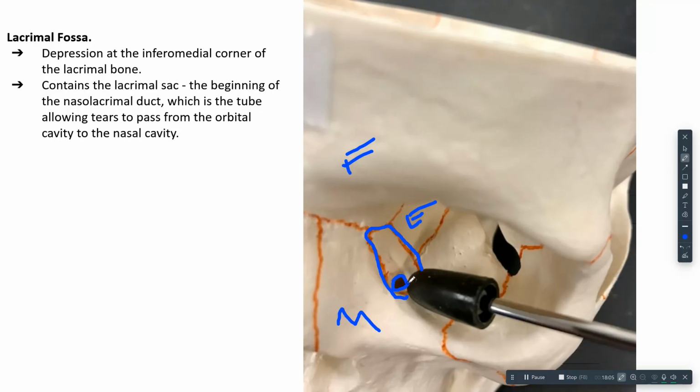So in that medial orbit, and notice there is a nice little hole in it, that is the lacrimal fossa, which is where we're going to find the lacrimal sac, which is the beginning of this passageway called the nasolacrimal duct, which allows tears to drain down from that orbital cavity down into the nasal cavity. So you find that lacrimal fossa, and that is just a great way of finding the lacrimal bone. There is that nice inferior and medial passageway right there. Find that hole, you found the lacrimal bone around it.